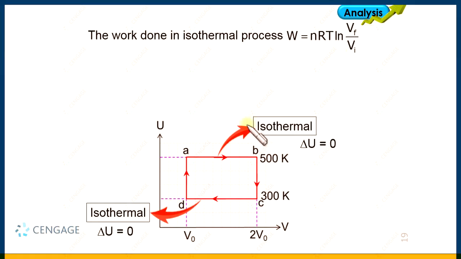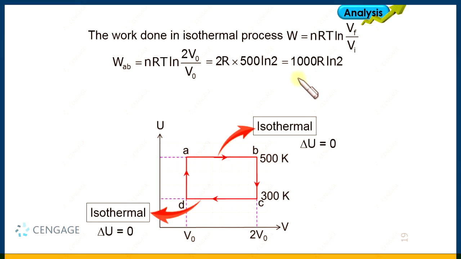First of all, let us take the AB process. Here the temperature is equal to 500 Kelvin. And we can observe the final volume is 2 V naught and the initial volume is V naught. So, we can calculate WAB equal to nRT natural log 2 V naught divided by V naught, and this T equal to 500. So, this value is equal to 2 multiplied by R times 500 natural log 2, that is equal to 1000 R natural log 2.